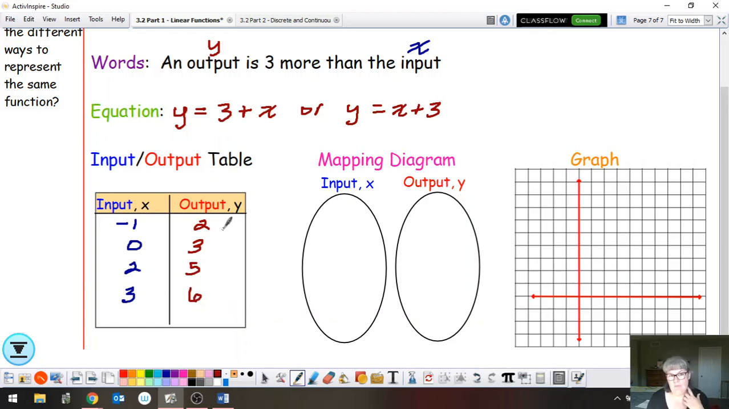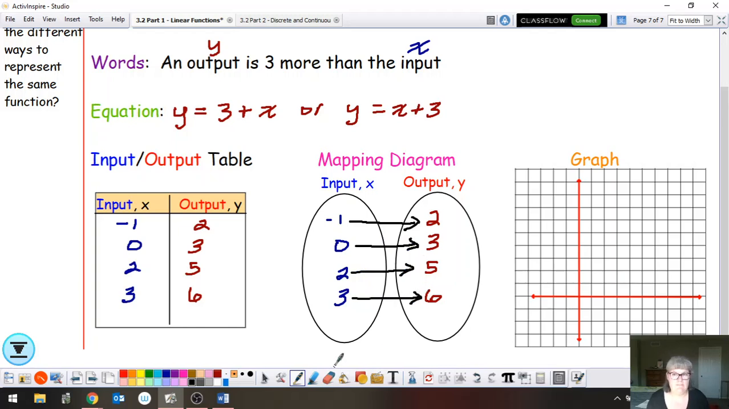And I can take this input-output table and make it a mapping diagram to show that we have a function. -1, 0, 2, and 3 were my inputs. Their outputs were 2, 3, 5, and 6. And then I can map that -1 as an input has an output of 2, 0 has an output of 3, 2 has an output of 5, 3 has an output of 6.